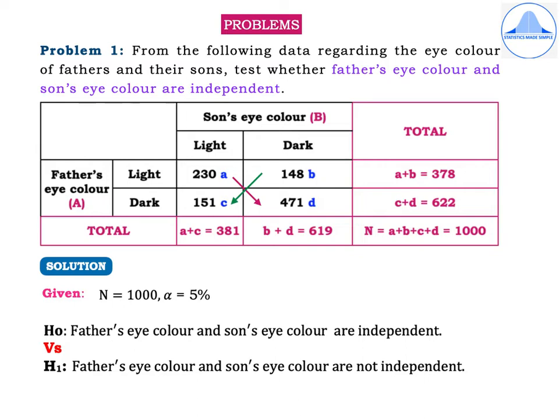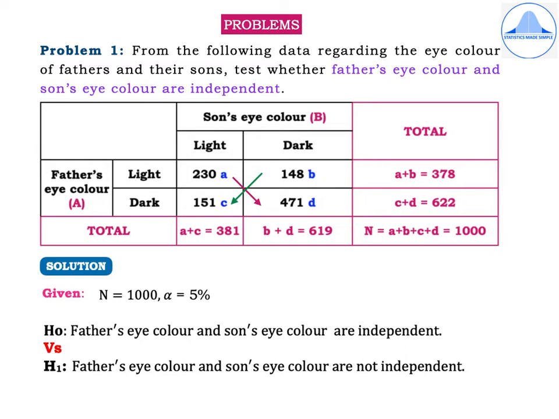Now the first step is to mark father's eye color as the attribute A and the son's eye color as attribute B. The cell frequencies, that is 230 is denoted by A, 148 by B, 151 by C and 471 by D in blue color. Then we draw the two cross arrows. You can use the same color. Here I've just used two different colors for the cross arrows.